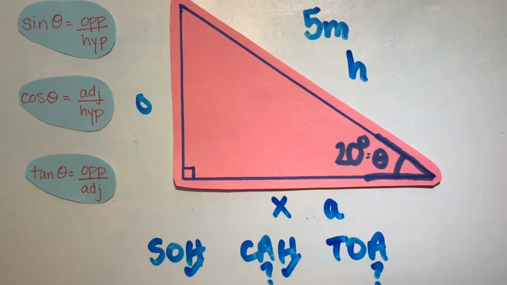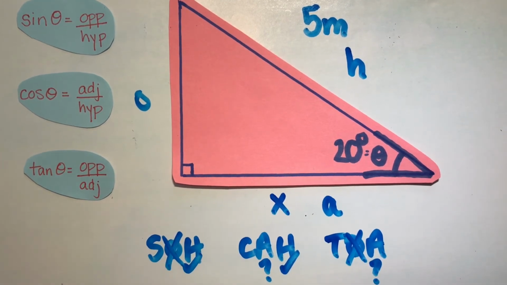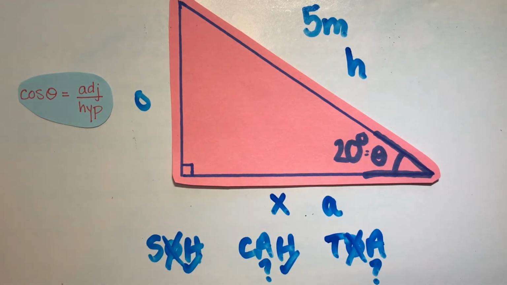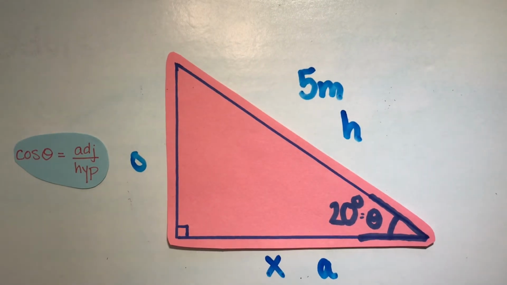Notice that the opposite is completely irrelevant to our problem, so I'm going to cross out anything that involves the opposite. So guess what? The only thing that's going to help us is cosine. I could get rid of the other two. And now I could simply plug in my information into this equation.